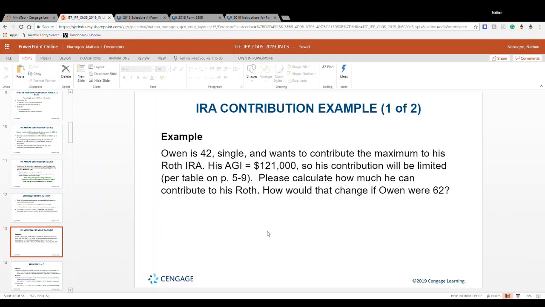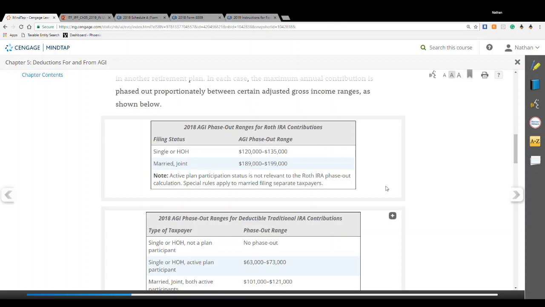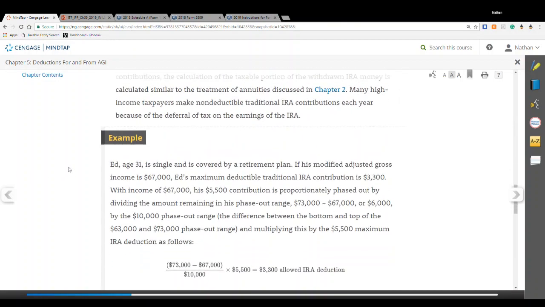Okay. So here's an example, because we need an example. We love examples. Owen is 42, so he's under 50. Okay, watch out. He is single and wants to contribute the maximum to his Roth IRA. His AGI equals $121,000, so his contribution will be limited per our table. Okay, so let's find our table. This was the original table.